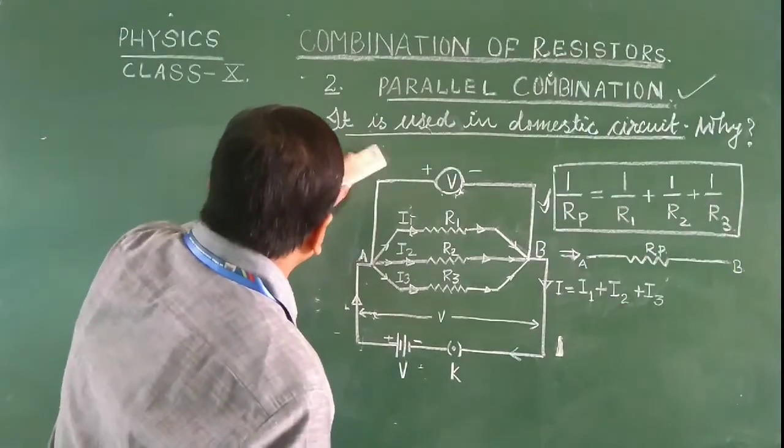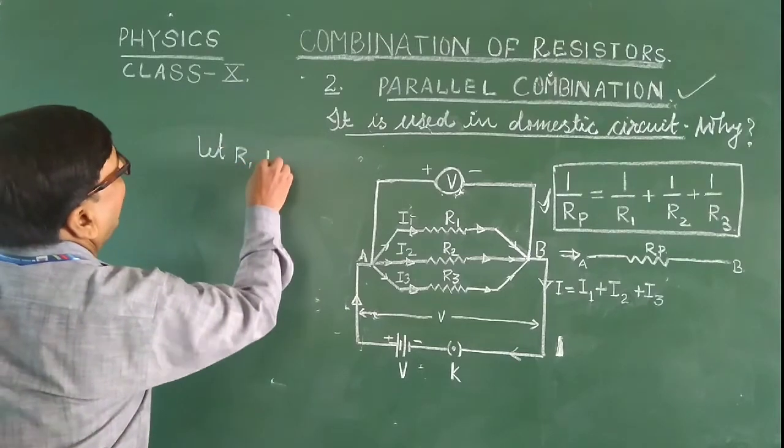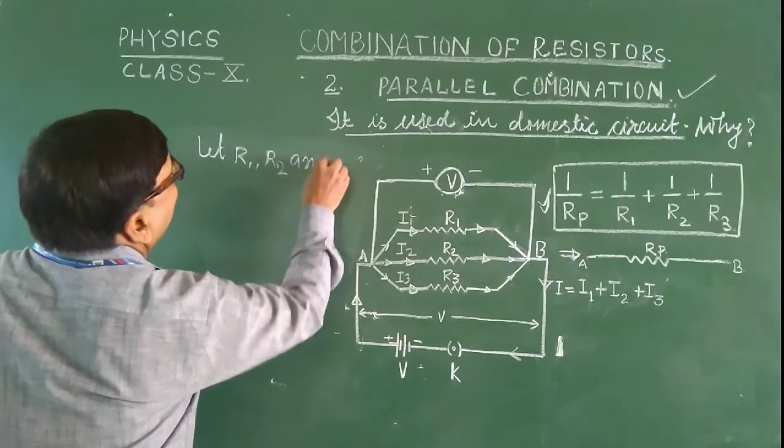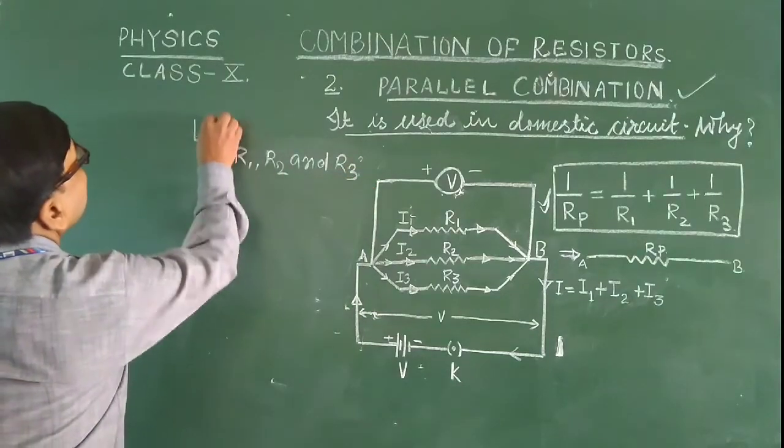Let us consider R1, R2 and R3 as three resistors.